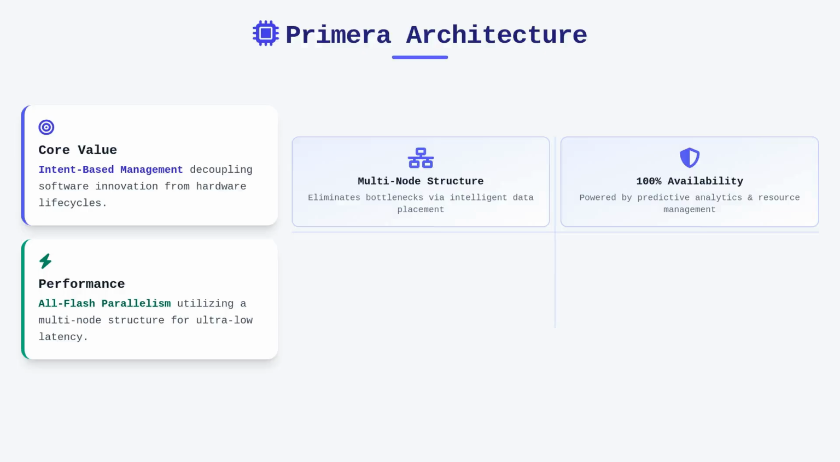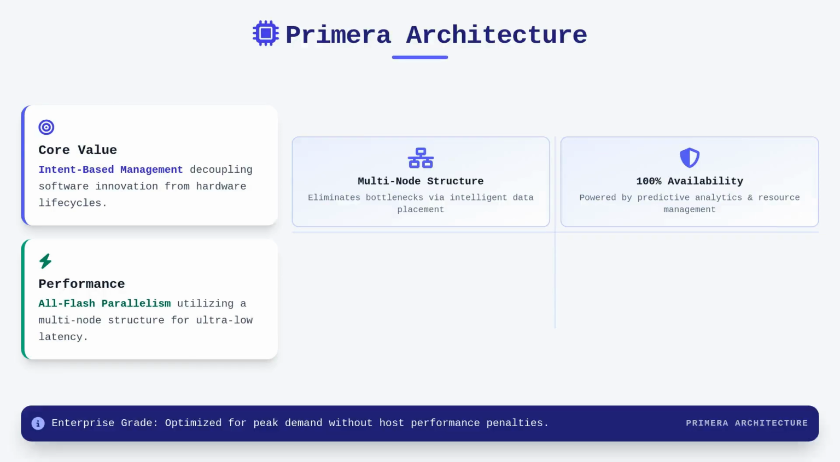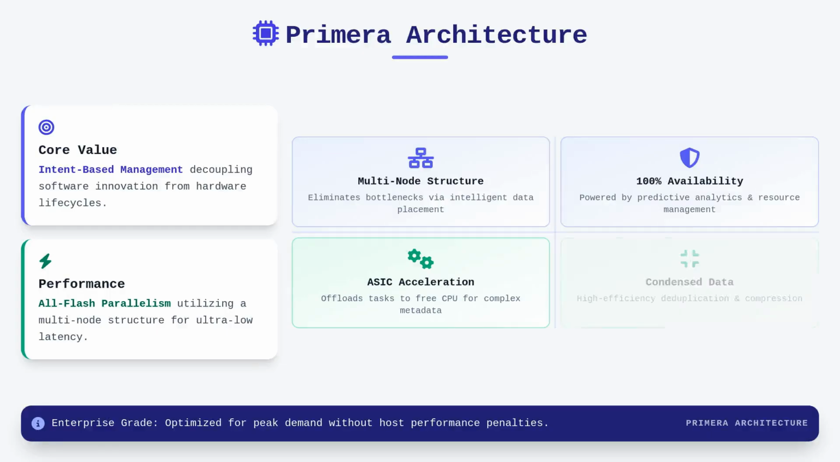The software handles data placement across the controller nodes, ensuring that no single physical resource becomes a bottleneck during peak enterprise demand. This is facilitated by the ASIC-based storage architecture that offloads critical tasks, leaving the CPU free to handle complex, higher-level metadata operations. We often discuss efficiency in terms of condensed data, meaning the system is highly optimized for compression and deduplication without incurring a significant performance penalty on the host.